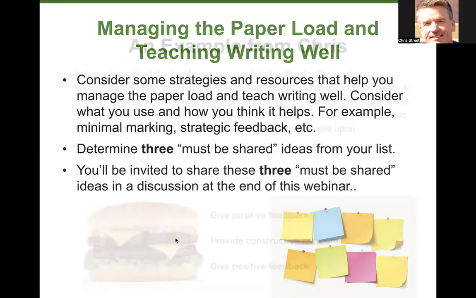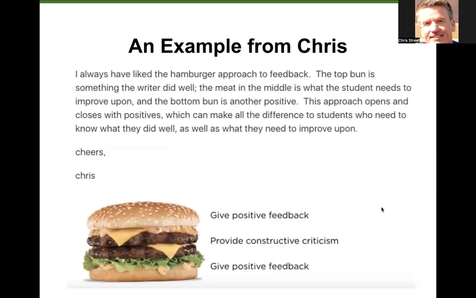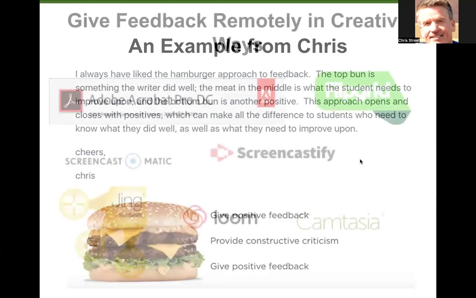Okay, great suggestions. A couple of you mentioned similar things. I like this example of the hamburger approach where, in the two buns, you're giving positive feedback. And then in the middle is where you're providing constructive criticism. So our feedback opens with a positive. We give them their direction in the middle for what they can do to improve. And then we end with something positive. So this can make a big difference to students because oftentimes we need to help them see what they're doing well as well as what they need to improve upon.